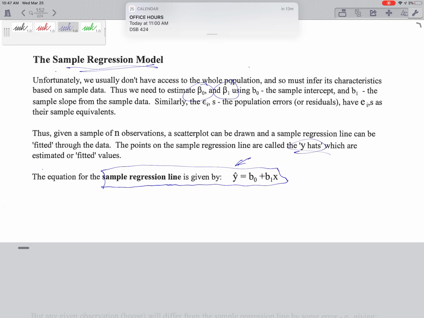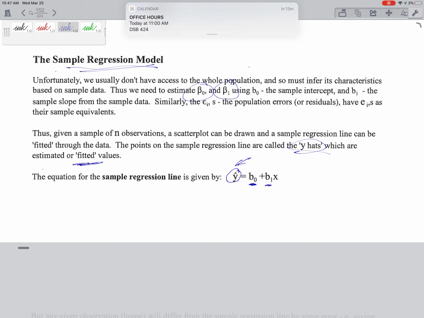Now, these y's then are called y-hats. Statisticians are a practical bunch. Or the fitted values. So these are the values, those are the expected house prices given the sample sizes, okay? So the size of the house, we've got the sizes of the house, we've got the prices of the house. We can come up with a sample regression line, which is our best estimate of the population regression line. And the points on the line are called the y-hat values.